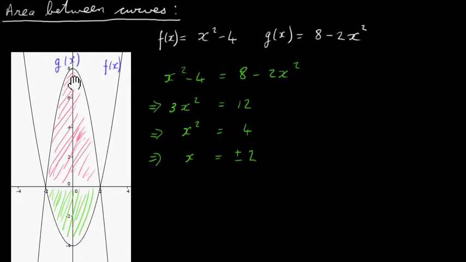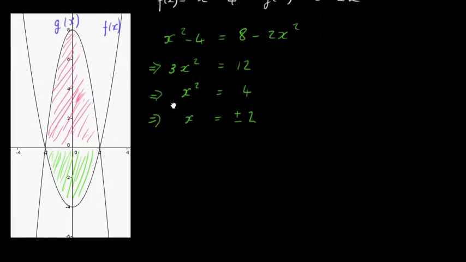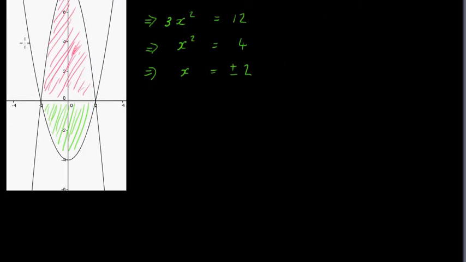Now the first one I'm going to do is I'm going to find the area underneath the function g of x here. So this is my g of x here. So I've got to integrate it between -2 and +2. So let's do that. I'm going to integrate g of x, which is 8 minus 2x squared, with respect to x. And I'm going to integrate it between -2 and 2. Between here and here. That will give me this purple area here.